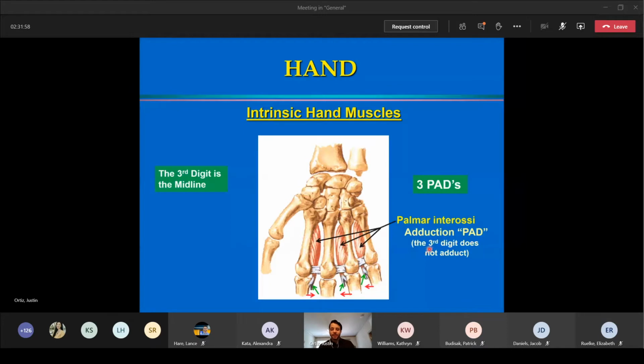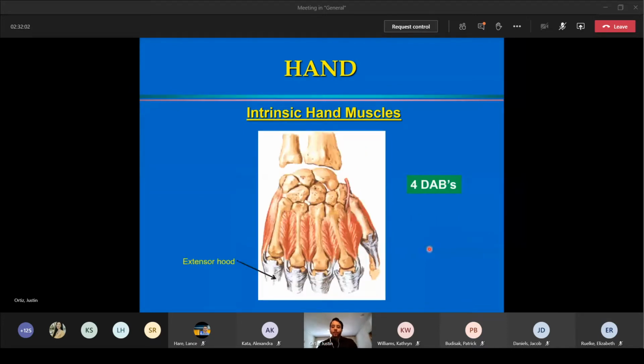Remember, your third digit does not adduct because it stays in the same spot when you do that. So for dabs, you actually have 4 dabs. The reason why you have 4 dabs, if you hold your hand out and you start abducting your hands, is because your index abducts away from your middle finger. So that's one abduction.